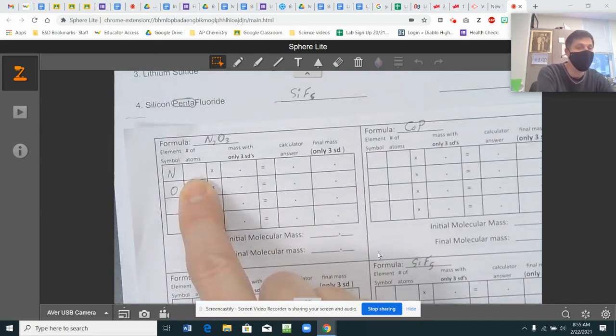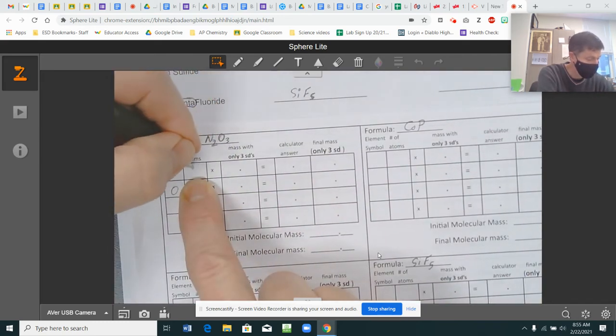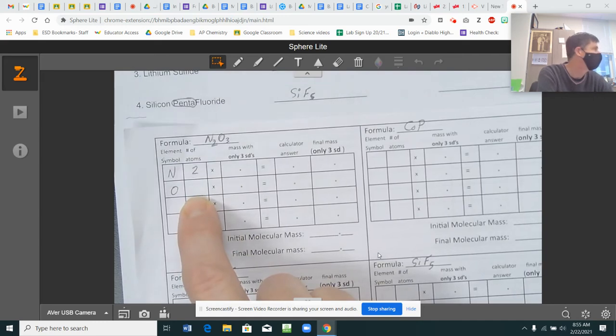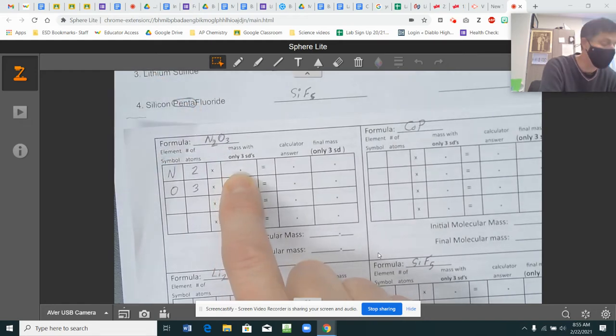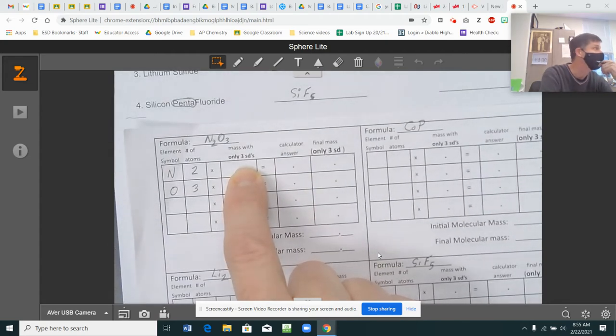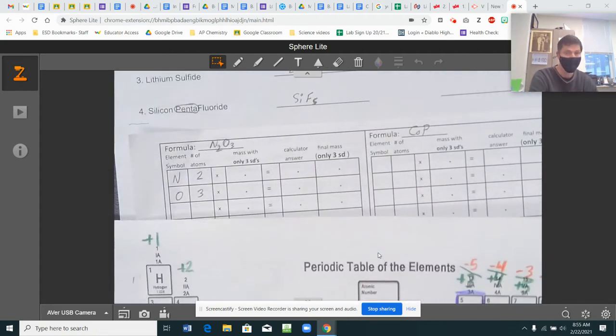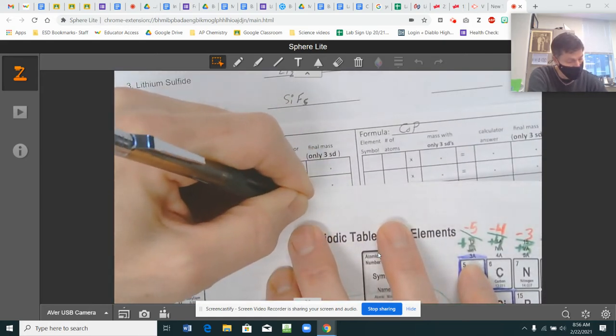Atoms. How many atoms of nitrogen do I have? 2. How many atoms of oxygen? 3. So now we need to look at the mass of the atoms. Notice it says only 3 sigdigs. What's the mass of nitrogen? And you only get 3 sigdigs. So look on that periodic table. You only get 3 sigdigs for the masses. And actually, let's have you guys do that right now. On your periodic table, let's have you someplace you can see it.